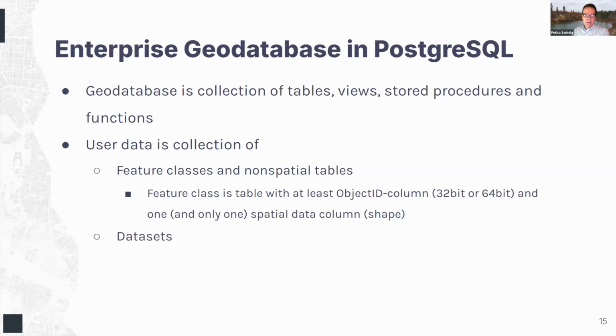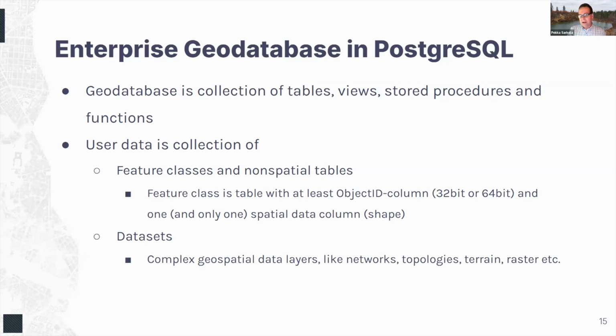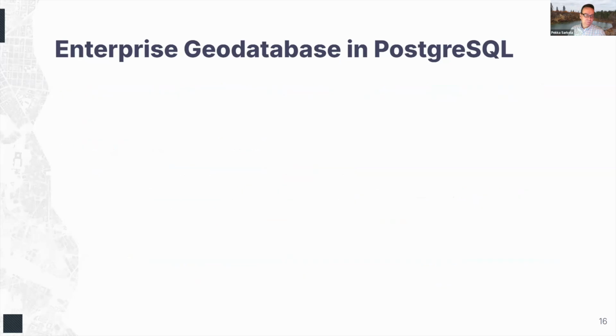And then there's another thing, which is feature datasets. Those are the complex geospatial data layers, like networks, topologies, terrain, raster, etc. Those dataset types are a combination of the feature class table or tables and other tables. As mentioned in the pgRouting part, it's similar to the networks in the Enterprise Geodatabase, but as with pgRouting, there are multiple different kinds of layers when you create a graph and so on.